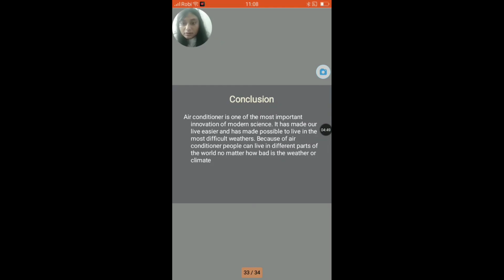Conclusion: the air conditioner is one of the most important innovations of modern science. It has made our life easier and has made it possible to live in the most difficult weathers. Because of the air conditioner, people can live in different parts of the world, however bad the weather or climate is.